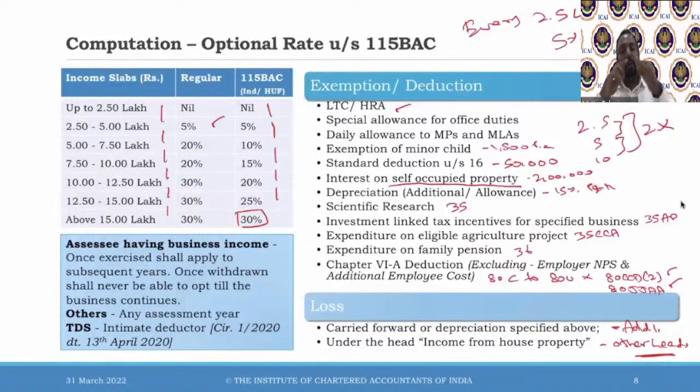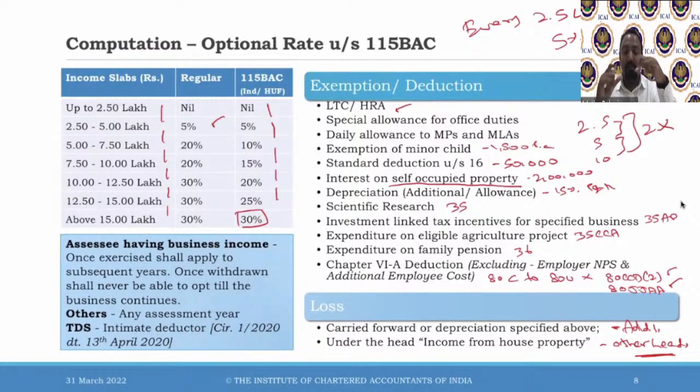Let me repeat: you are not eligible for leave travel concession, house rent allowance, special allowance, MP MLA allowance, standard deduction, exemption of minor children. Relating to property, you are not eligible for self-occupied property. With respect to business, you are not eligible for additional depreciation, scientific research, agriculture project, or family pension expenditure. So all this is not allowed. Then you are also not eligible for Chapter 6A deduction.